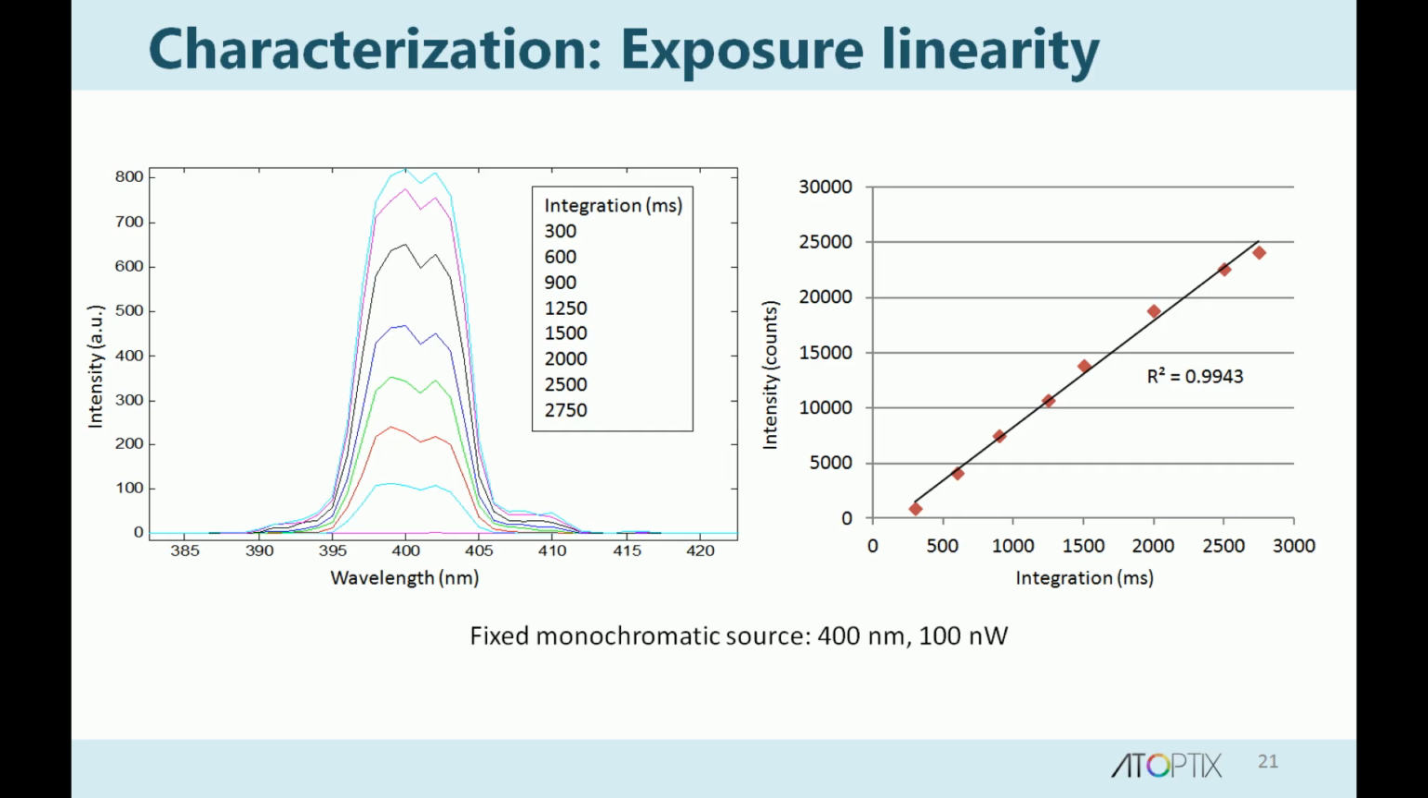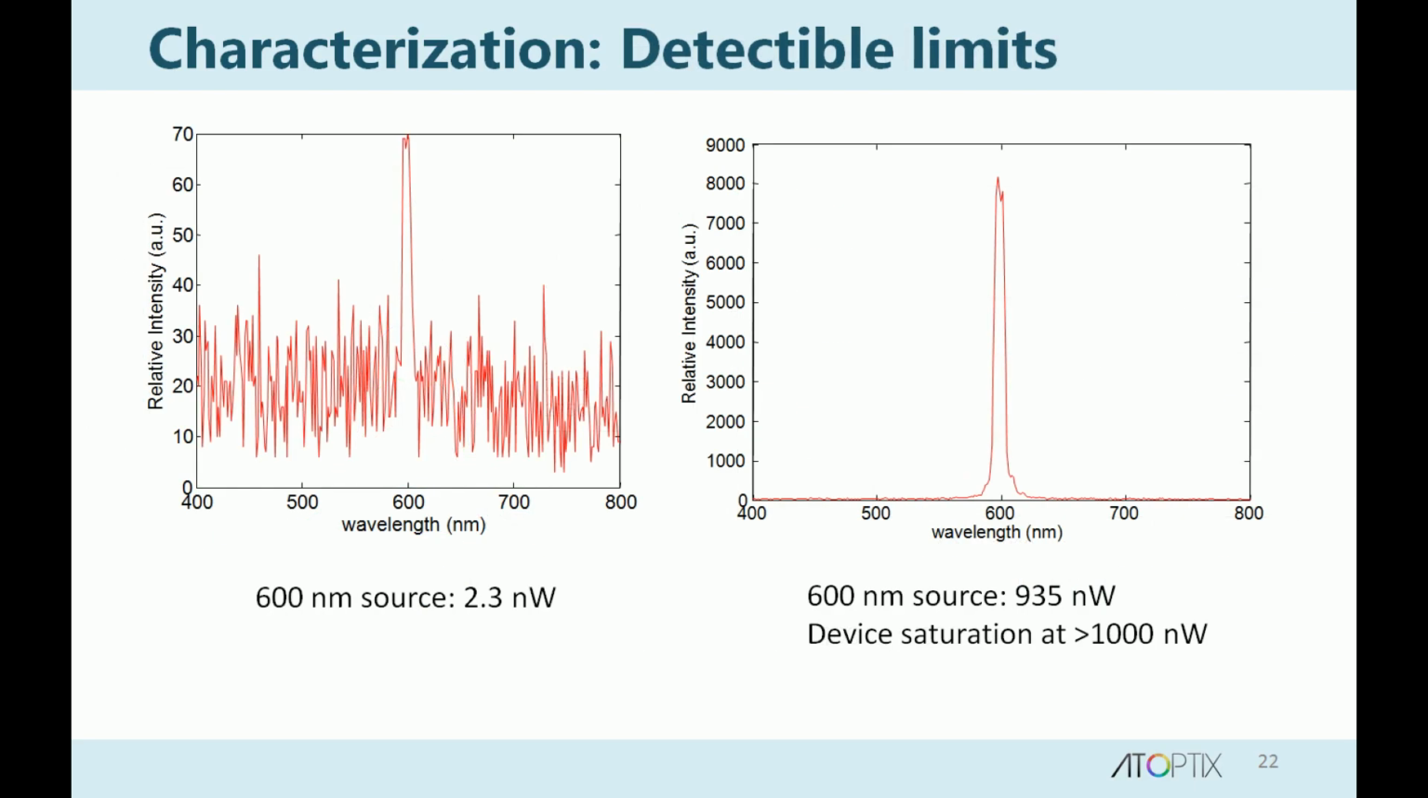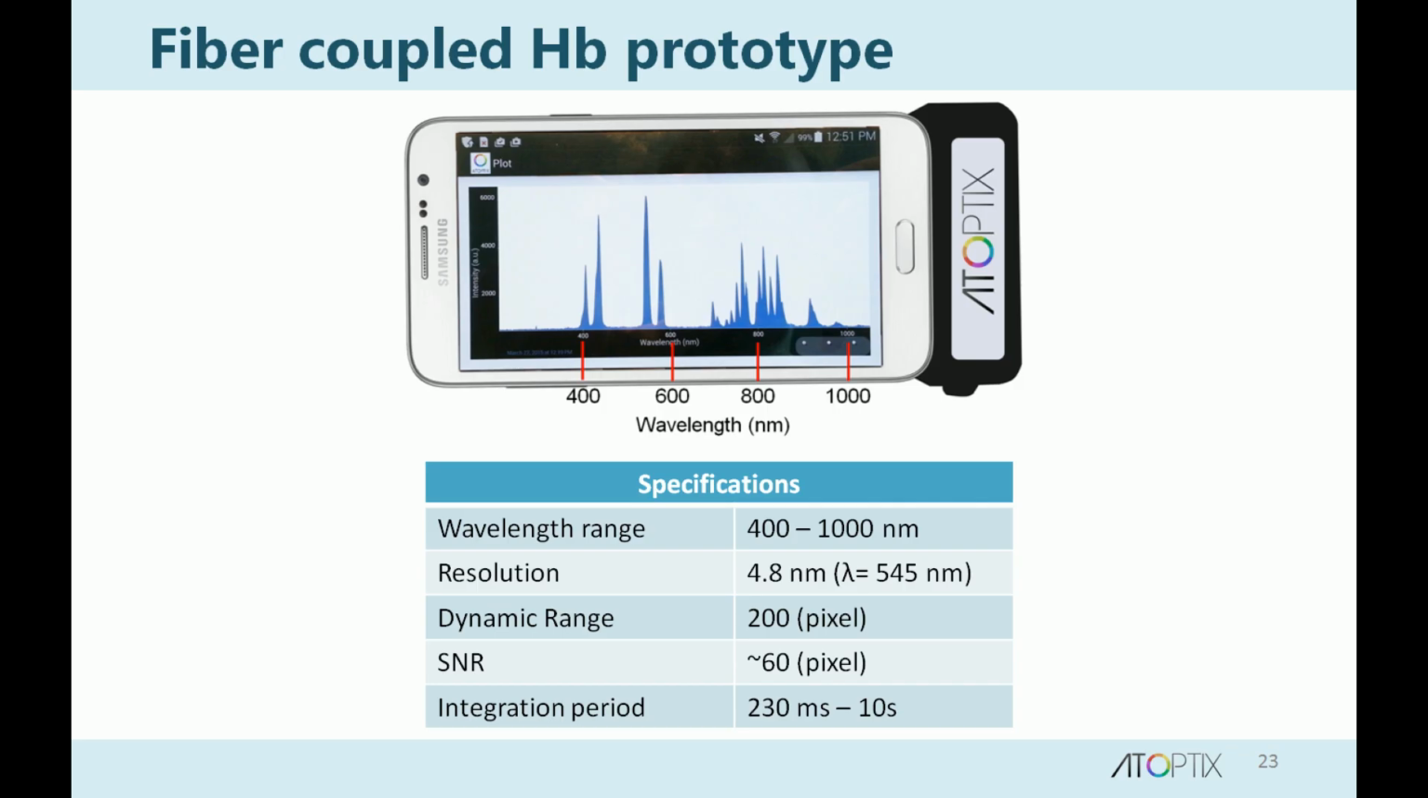And then wanted to make sure that the system responded linearly at the low intensity and close to saturation as we increase the integration. And we were able to show that the detector works well across the whole response of the detector. And then looked at the detectable limits. We had a limitation. We can only go down in this particular fashion to 2.3 nanowatts, but you can see we could probably go a little bit lower and still be above the noise floor. And then before saturation, can measure up to 935 nanowatts at 600 nanometers. So we use those to derive these specifications for the system.